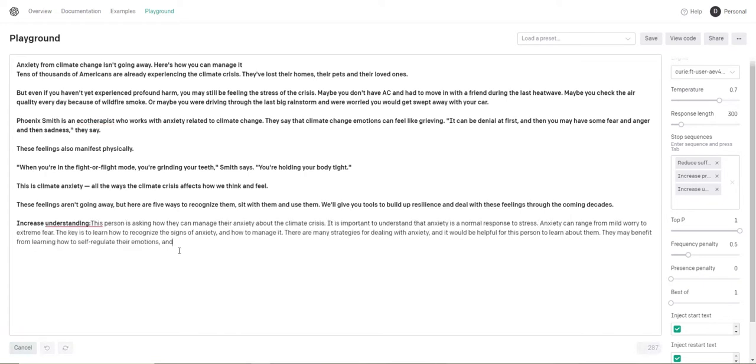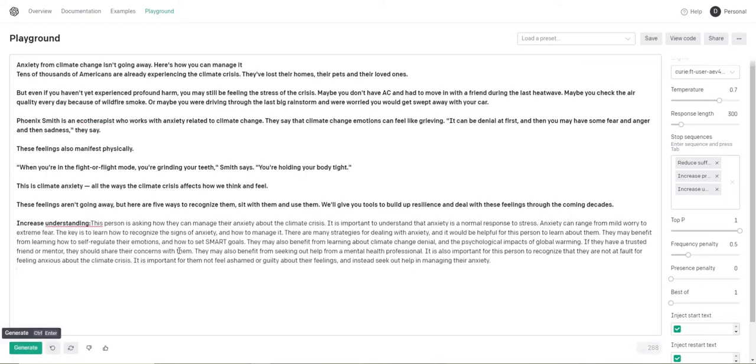Increase understanding. This person is asking how they can manage their anxiety about climate change. They may benefit from learning how to self-regulate their emotions and to set SMART goals. I'm not sure what those are, but it's probably drawing from something that it read about anxiety management.